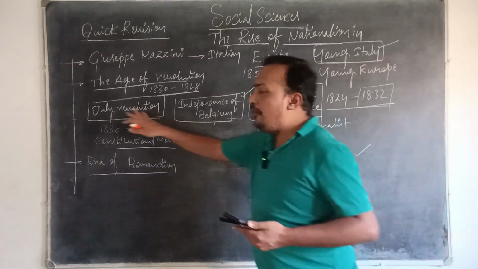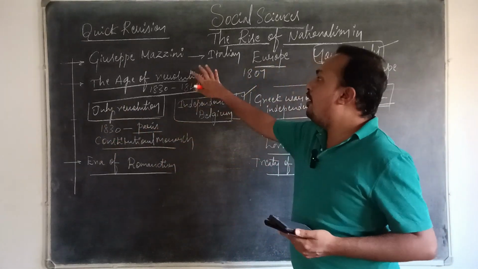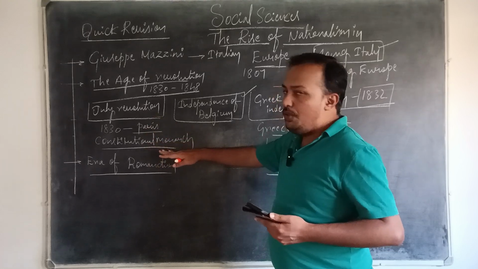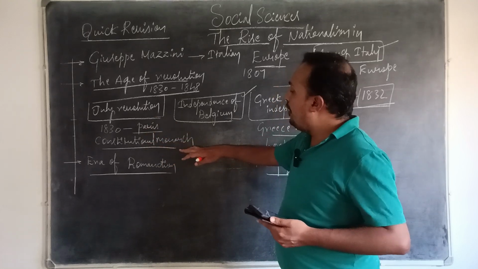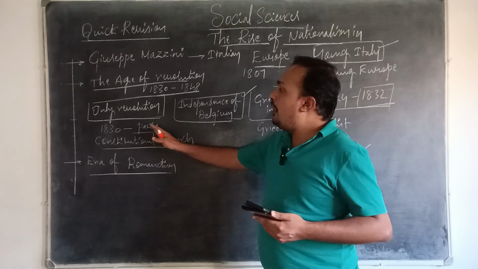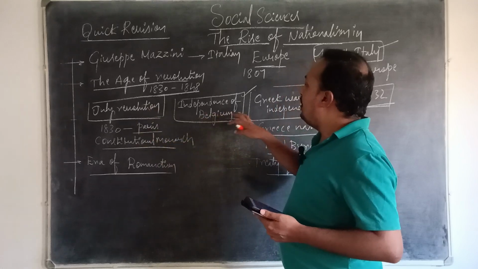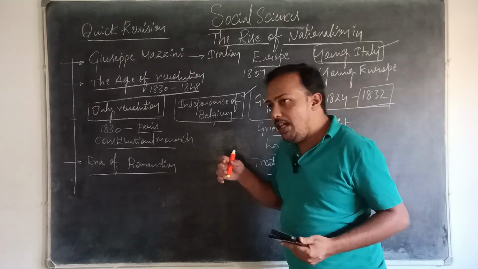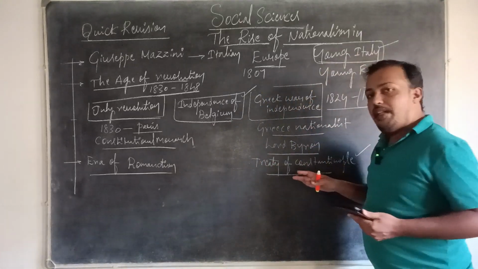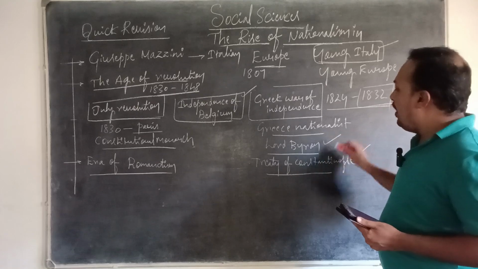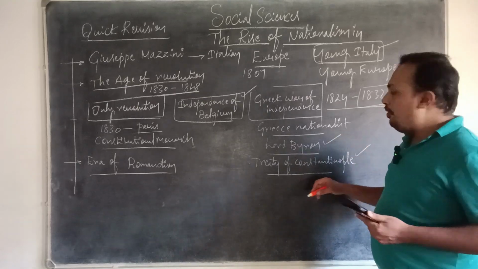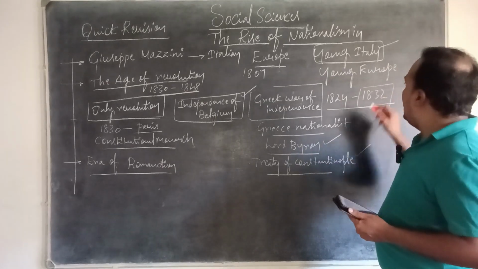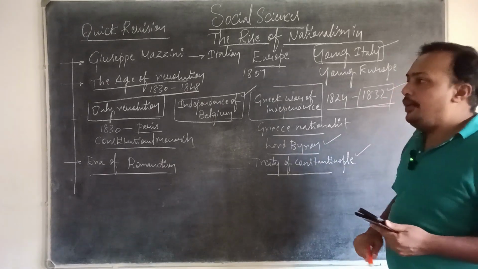So these three are the very important incidents we need to recall under the age of revolution. The July Revolution installed the constitutional monarch; Louis Philippe became the new constitutional monarch in France. Independence of Belgium: it got separated from the United Kingdom of the Netherlands. And the Greek War of Independence: you should remember the name Lord Byron. And the Treaty of Constantinople recognized Greece as an independent nation state. When was it signed? It was signed in 1832.